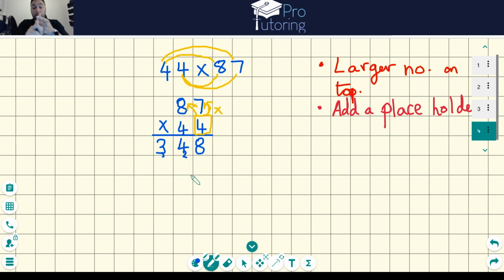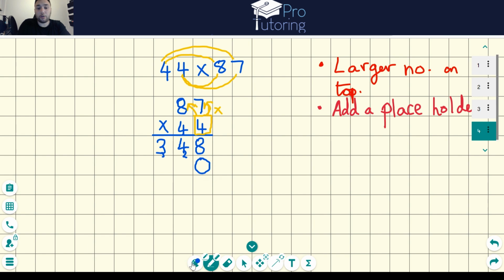Now, we put the 0 underneath the 1s column. And the second thing I want to say is the reason we put a placeholder is because now we're multiplying by 40. Okay, not 4, 40. But if we put that 0, then we can just say 4 times 7, 4 times 8. Okay, it saves us a bit of mental load. So I'm going to add my placeholder in here.